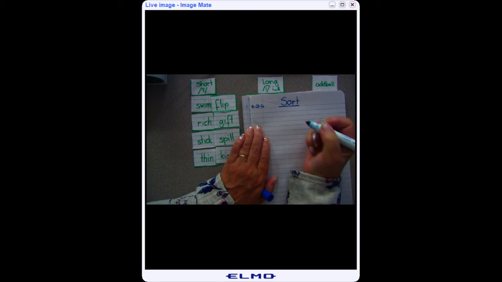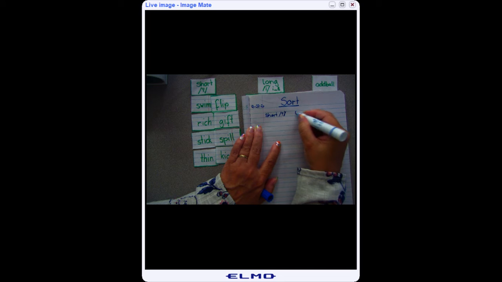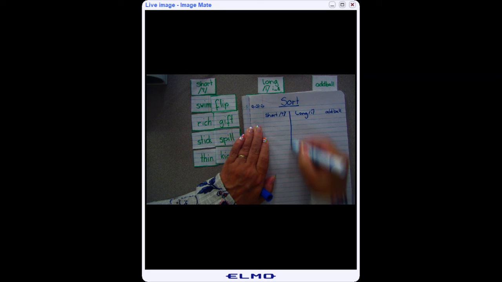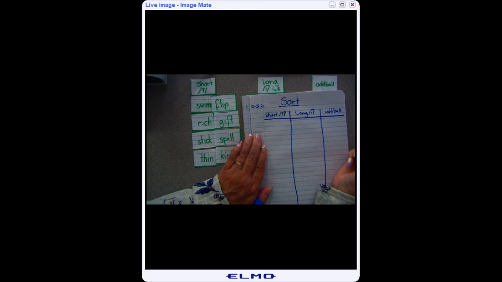And now I'm going to write my headers. So I'm going to write the short I. And this is the sound of the I. Whoops. The long I. And the long I gets a line on top. And oddball. Then I'm going to make my columns. And I'm going to cross over so I can see that that's my header.